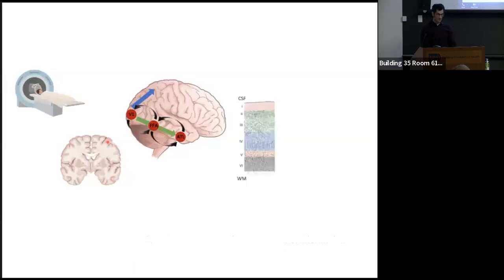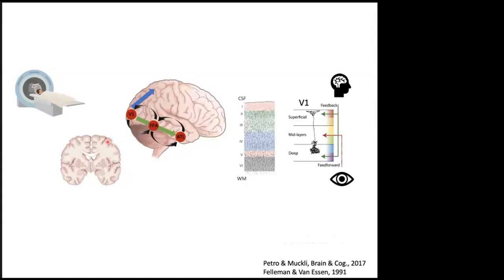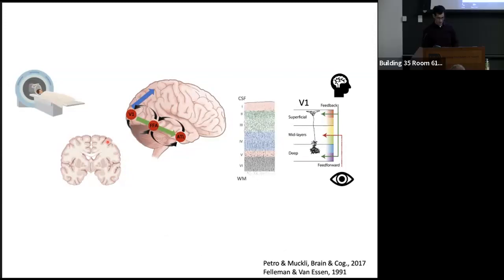We know that the cortex is organized into layers based on cytoarchitecture. And we also know a bit about the functional organization across these layers, particularly in primary sensory and motor regions. So for example, in V1, we have a simple model here where feed-forward information from the eyes goes into the middle layer. Whereas feedback information from other cortical regions feeds back into the superficial and deep layers.